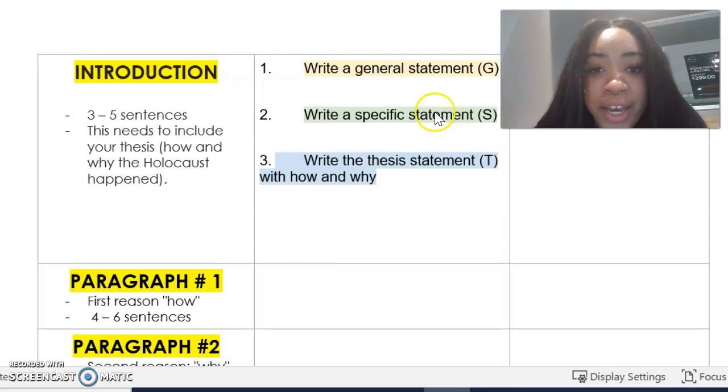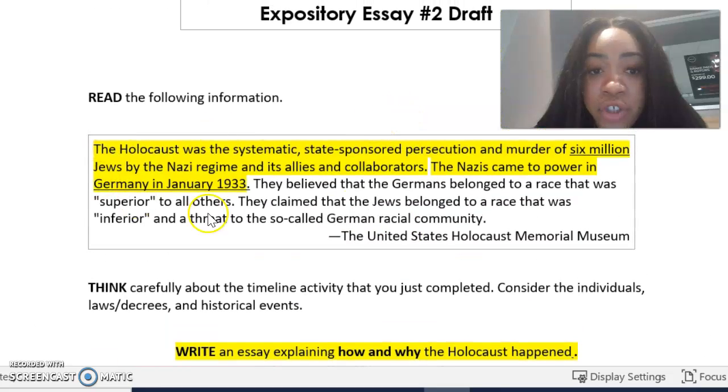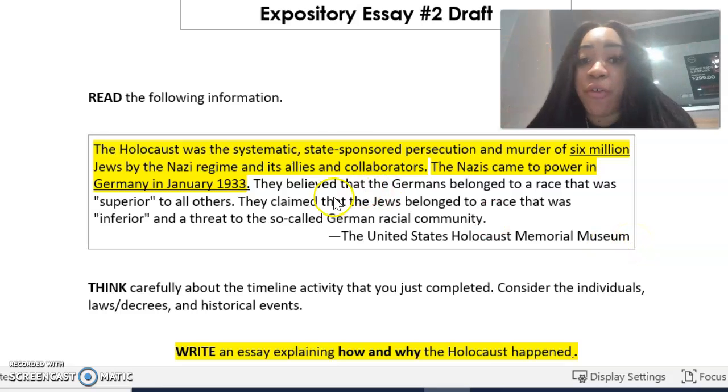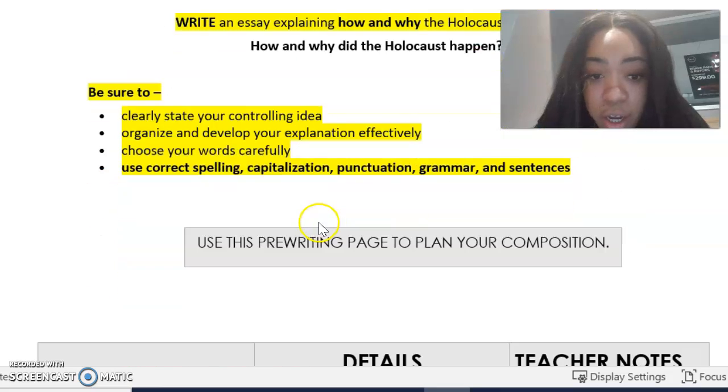So now for your essay, you need to start with a general statement about the Holocaust. If you are finding yourself lost about writing a general statement, you can always scroll back up. There's plenty of general statements here that you can use. Make sure that when you're taking some information from someone else, that you quote it. So you can say, according to the United States Holocaust Memorial Museum, put in quotations, and take from up here about the Holocaust. It's a general statement about the Holocaust.